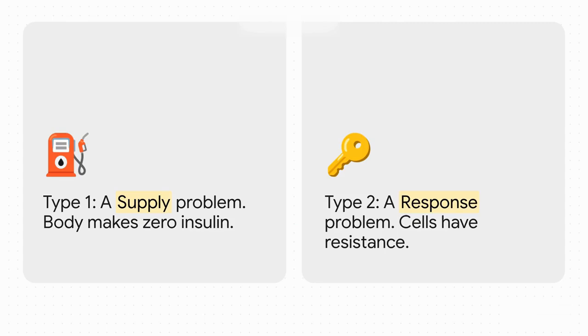main forms. On the left, we have type 1 diabetes. This is a supply problem. The body's factory, the pancreas, is attacked and makes zero insulin. The analogy? It is exactly like a car with no gas in the tank. You literally have to manually add fuel every single day.